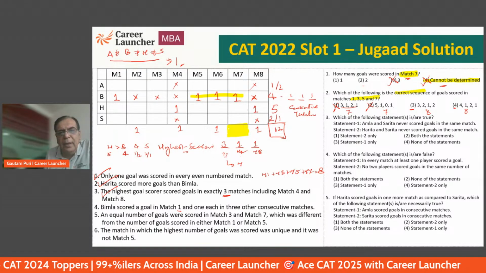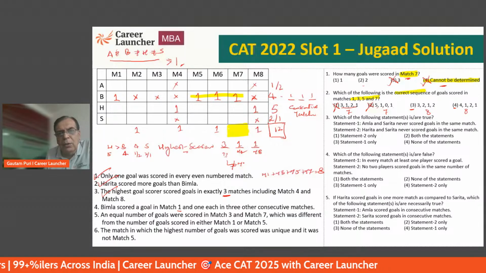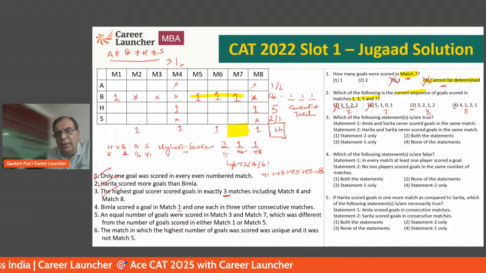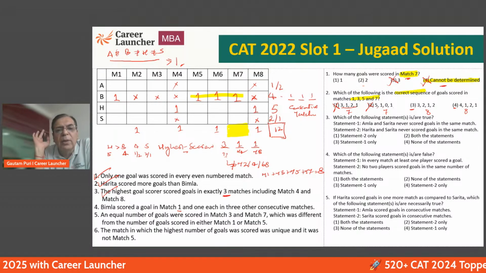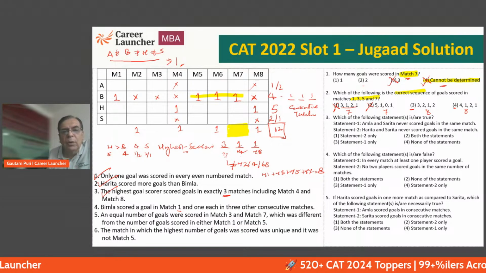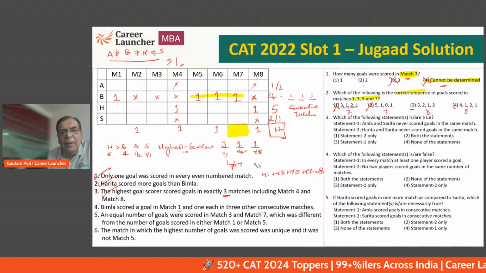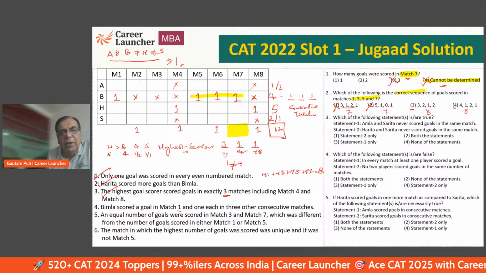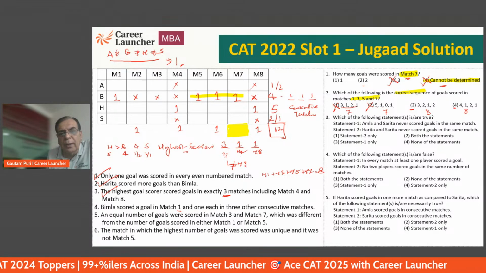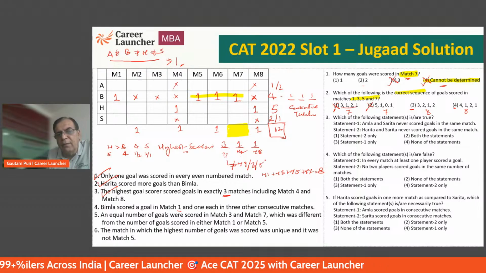It cannot be match number 2, 4, 6 or 8. Why? Because in matches 2, 4, 6, 8, only 1 goal has been scored. Match 4, 8 is gone. Okay, so this can either be match 1 or match 3. These 3 goals can either be in match 1 or 3 or 5 or 7.